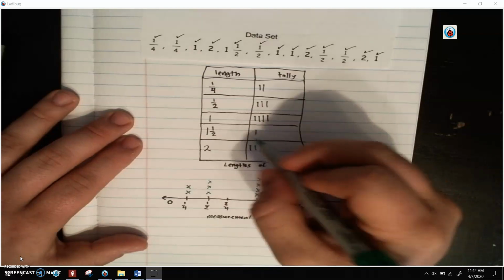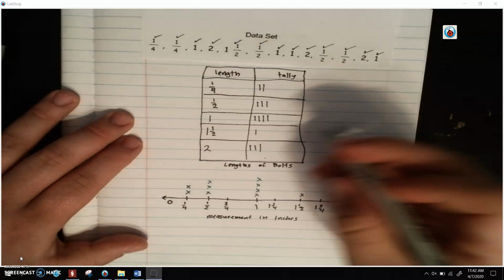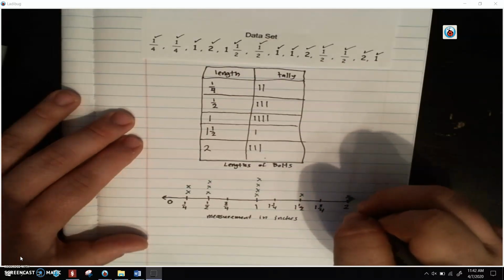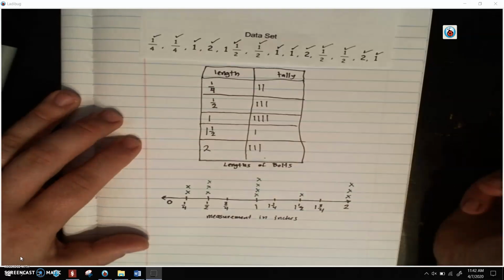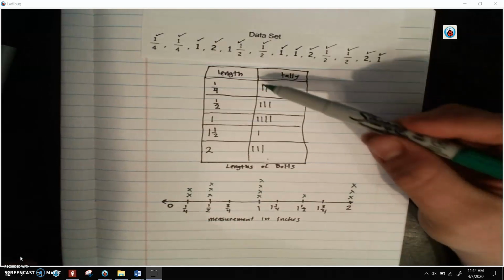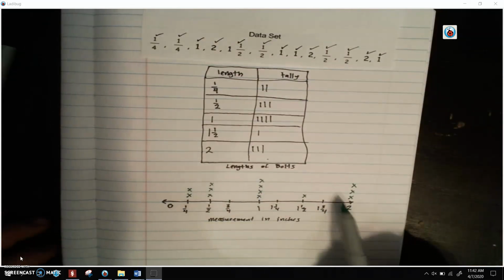There's nothing for 1 and 1/4. For 1 1/2, I have 1. There's nothing for 1 3/4. And then for 2, I have 1, 2, 3. I'm going to double check everything. All of these are checked off. And then here, I have a title. Everything looks good.